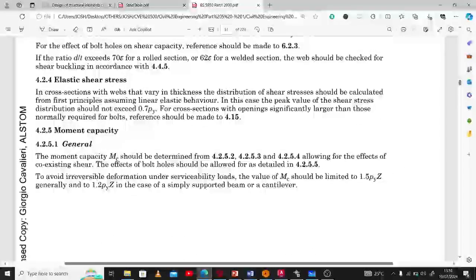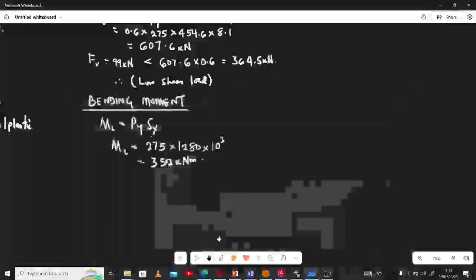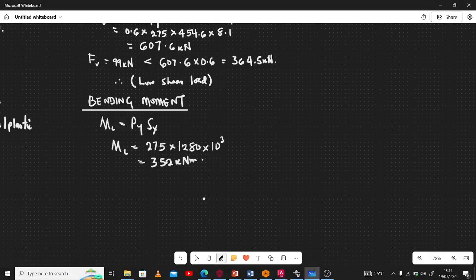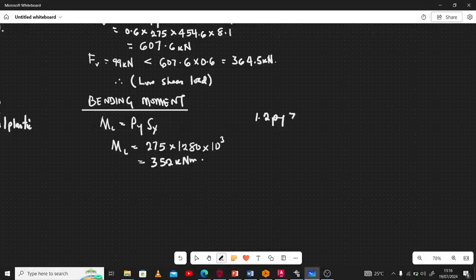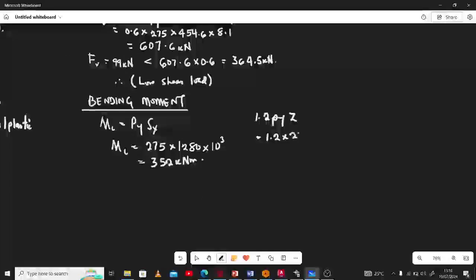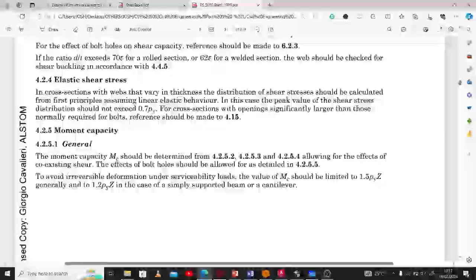To avoid irreversible deformation under serviceability load, the value Mc should be limited to 1.5 pyZ generally and to 1.2 pyZ in the case of a simply supported beam or cantilever. So this is exactly what applies to us in this case. So getting back to your design, you just want to confirm what 1.2 pyZ is. Okay, and that will be 1.2 times 275. Then we'll look for the Z for the particular section we're working with.